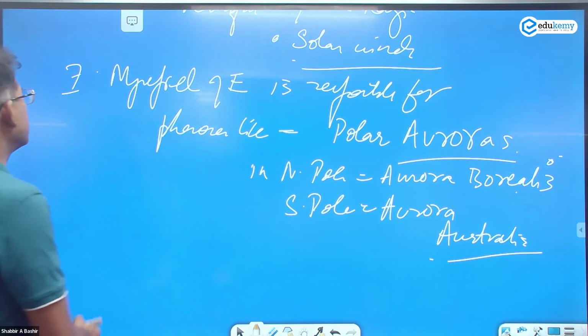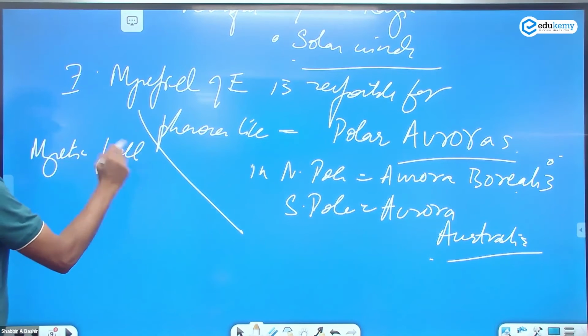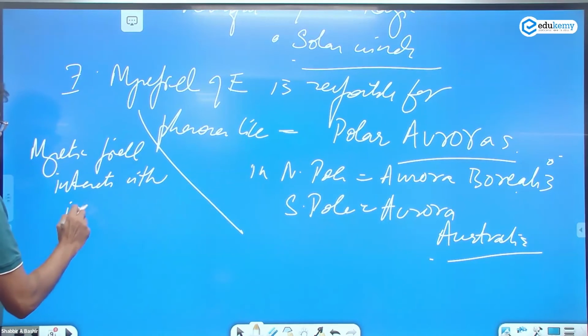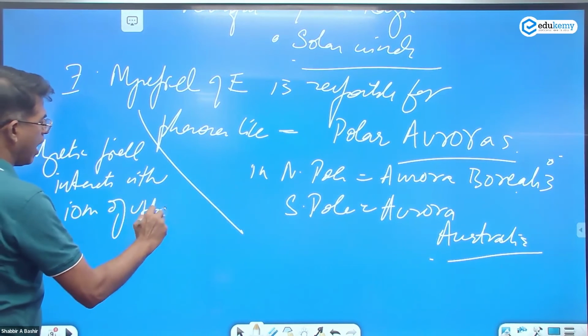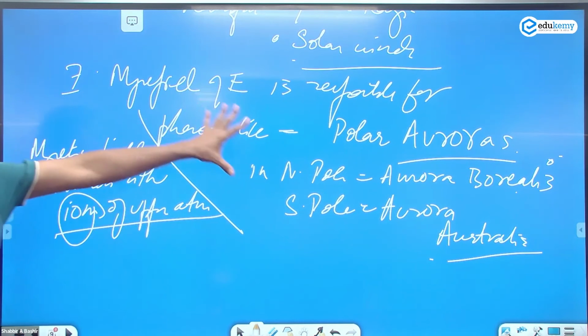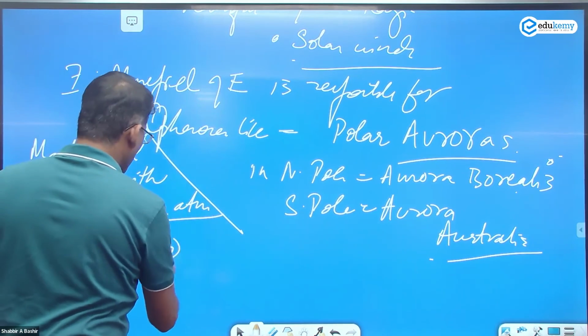So what essentially happens in this is that the magnetic field interacts with the ions of the upper atmosphere. Interactions में the light is formed. Okay? So we have the field interacting with ions of the atmosphere, and they create the phenomena called as the polar auroras, aurora borealis and aurora australis. That's one phenomena. एक और phenomena है.